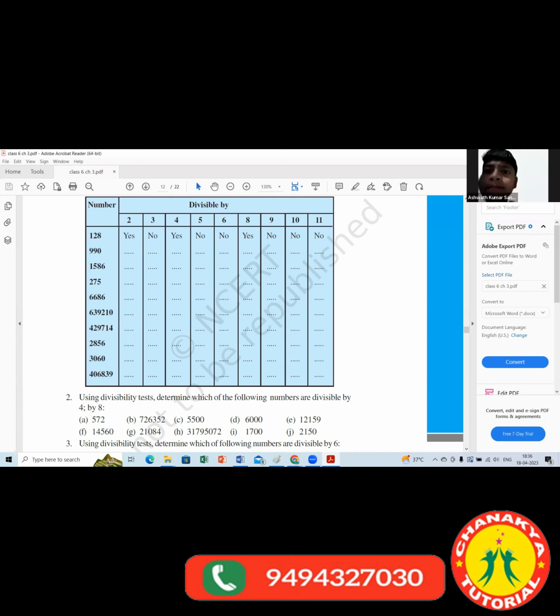Ma'am, sum of digits is 14. 14 will not come in the 9 table, right? 10 rule, ma'am. No, ma'am. What is the 10 rule actually? Ma'am, the last digit should be 0. Very good. What about the 11th rule?